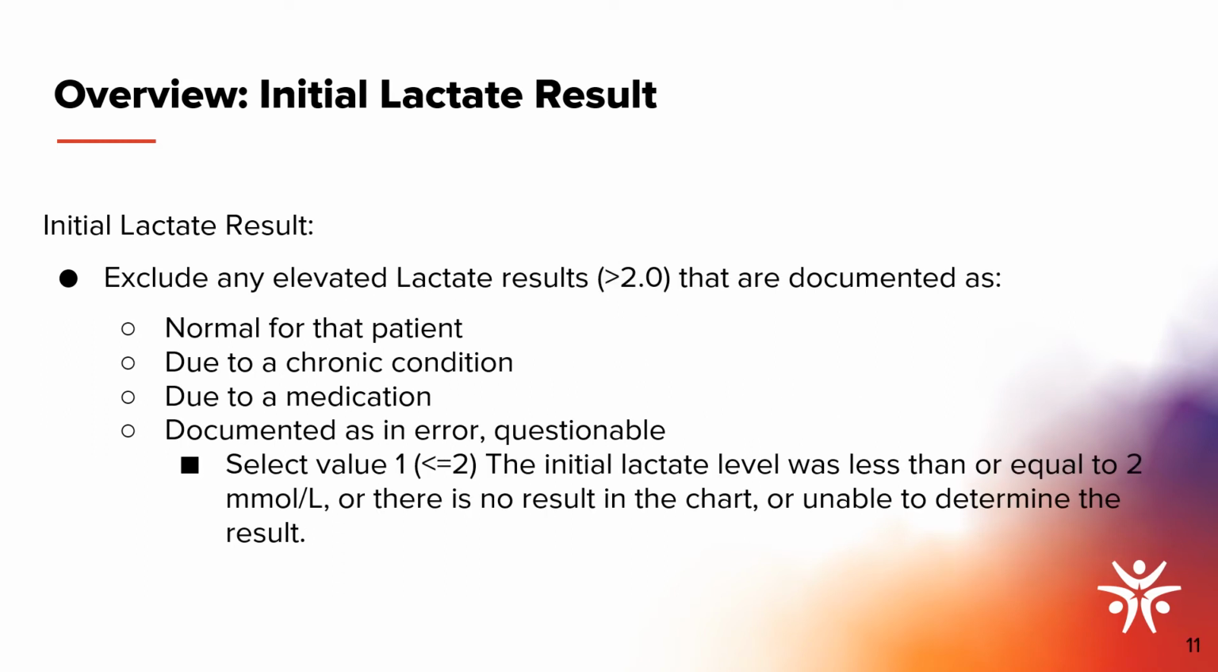In order to exclude the elevated lactate result as organ dysfunction, we would treat the elevated lactate result the same way as any abnormal SIRS indicator or documentation of organ dysfunction, by using the following criteria. Exclude any elevated lactate results that are documented as normal for that patient, due to a chronic condition, due to a medication, documented as in error or questionable. For these scenarios, you would select value 1.